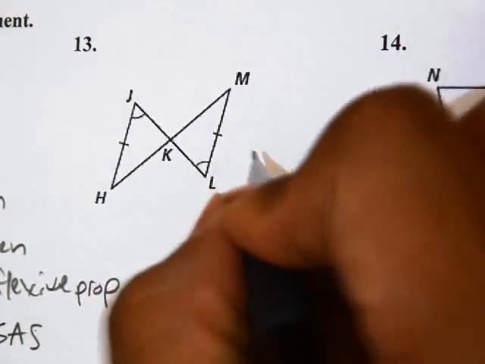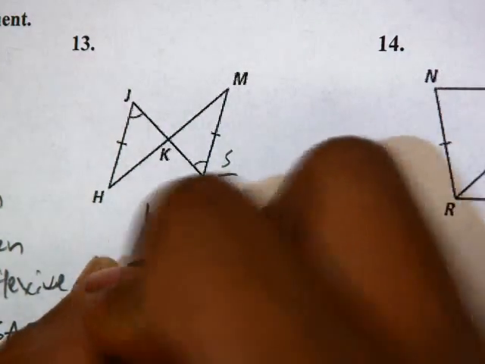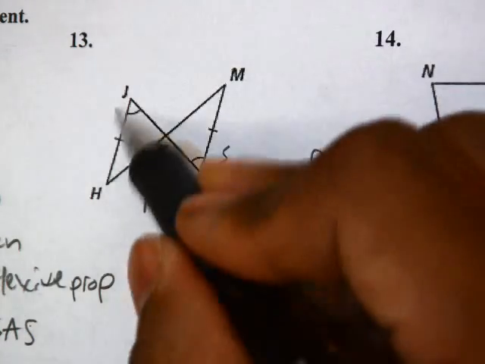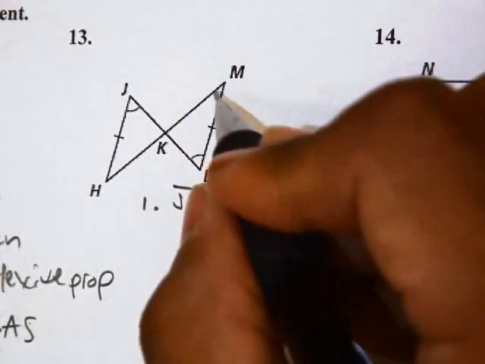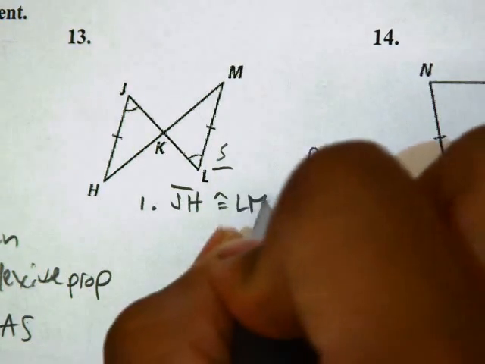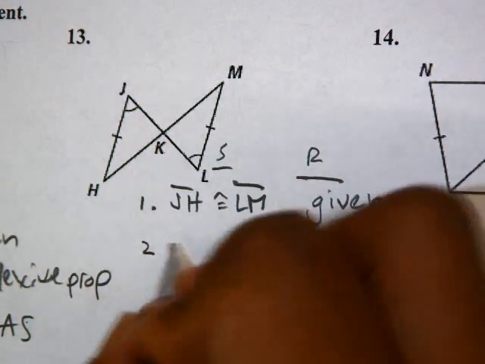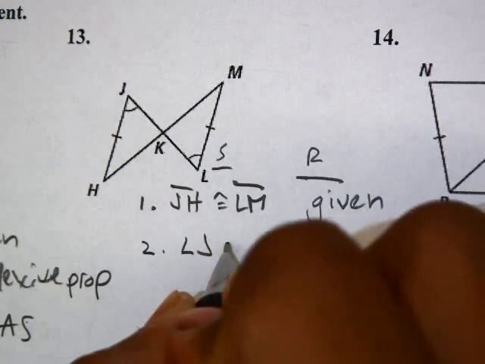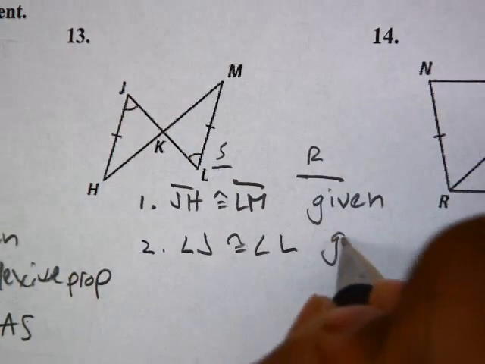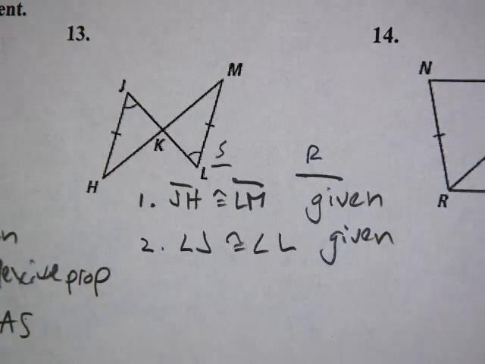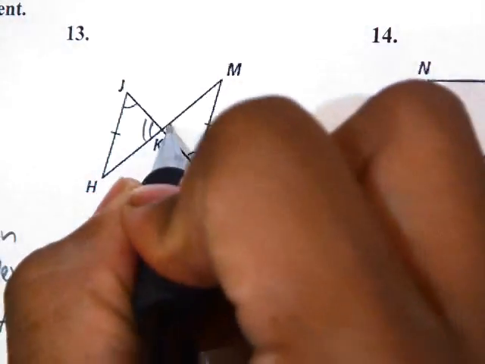On 13, I'm going to do something similar, so statements and reasons. I'm going to start off with side JH congruent to LM. That's given to me from the markings. Angle J is congruent to angle L, given to me from the markings. And these angles are equal to each other.